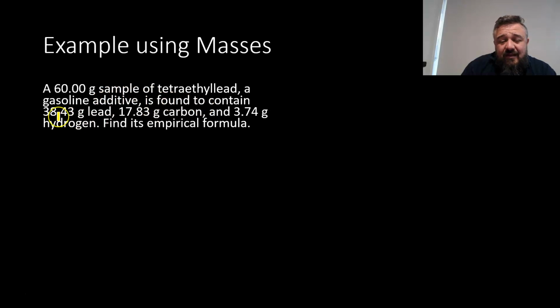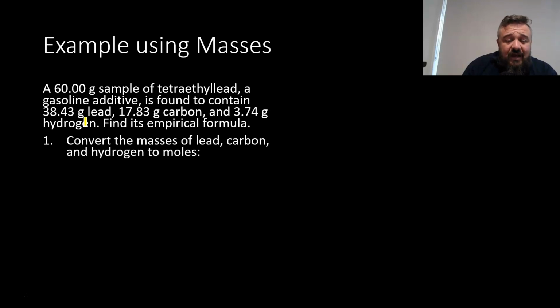Is found to contain 38.43 grams of lead, 17.83 grams of carbon, and 3.74 grams of hydrogen. So that's our first steps taken, right? We actually don't need to convert these to grams because it's already done for us. Then find its empirical formula. So our first step in that case would be normally convert these to grams, then convert them to how many moles are present of each.